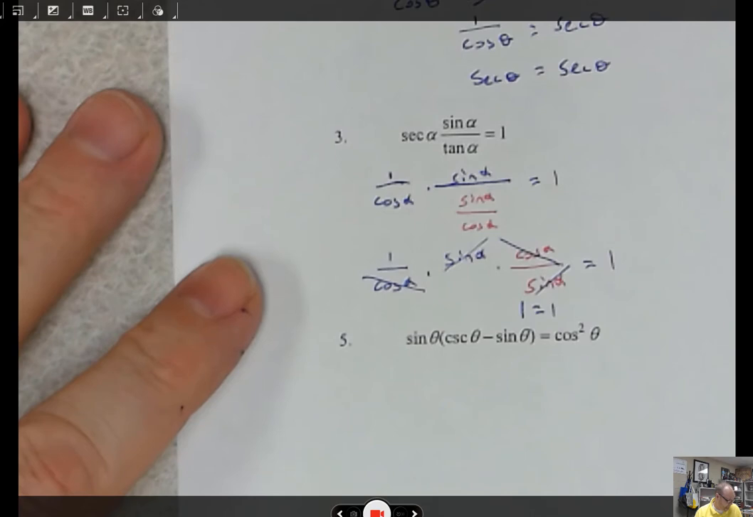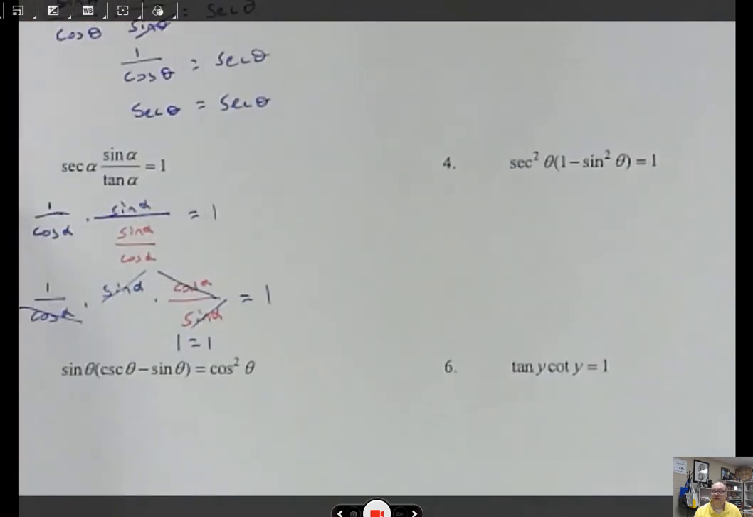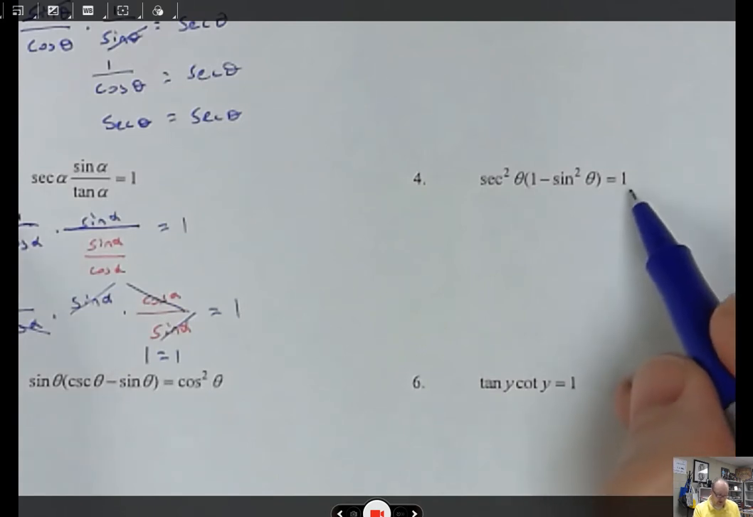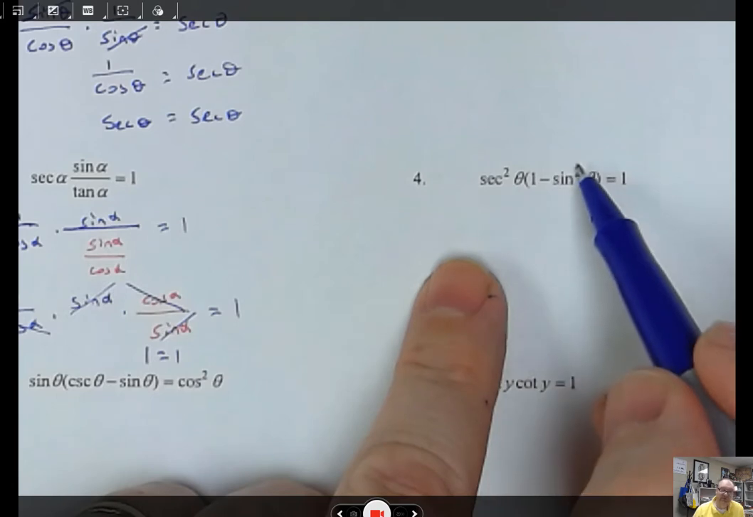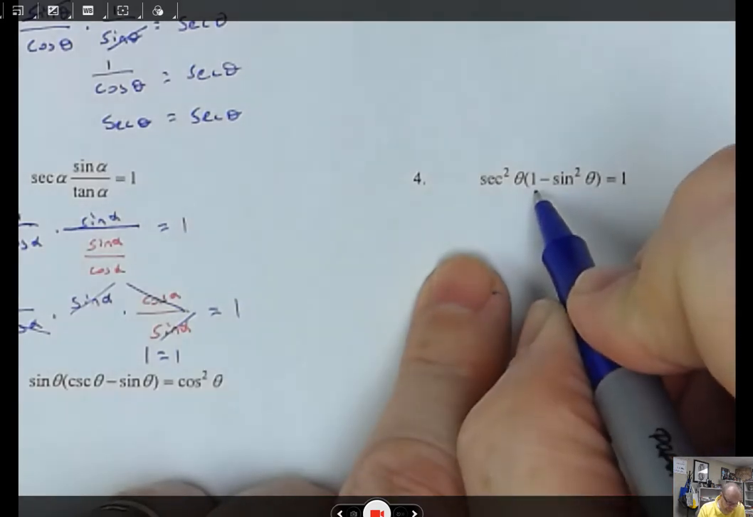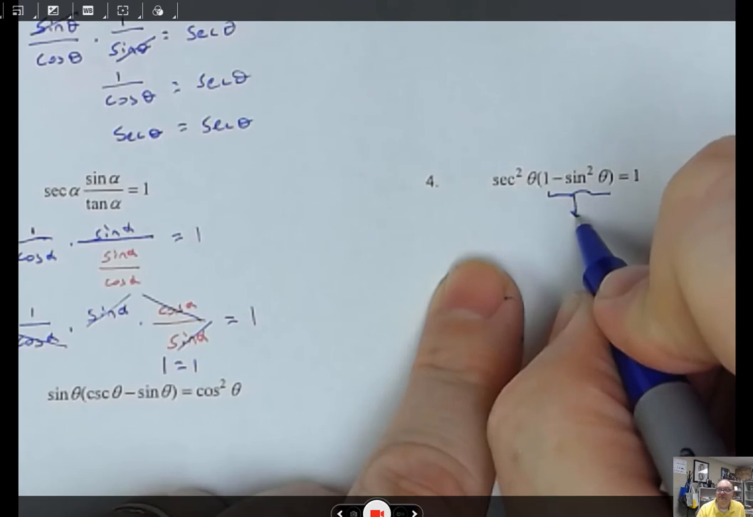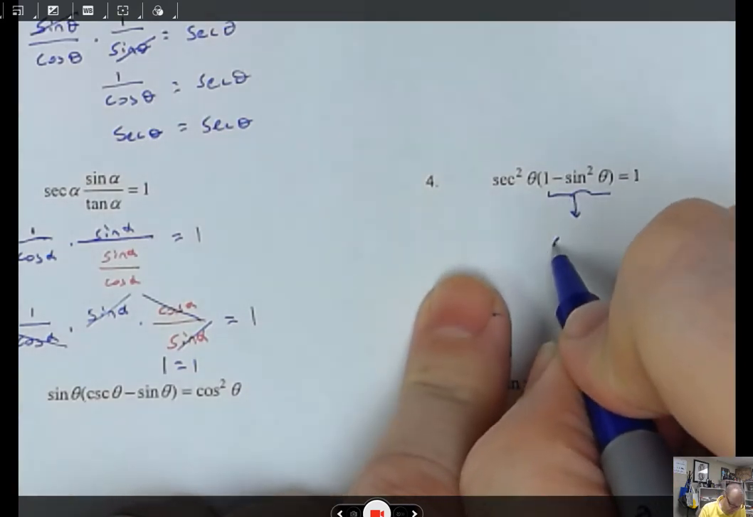I want to show you a couple of other ones. Number 4. Number 4, again, I'm wanting things equal to 1. And honestly, we're tempted to distribute when we see stuff like that, which is not a bad approach. I tell you what, though, this parentheses, I'm recognizing that as an alternate form of a Pythagorean identity. Namely, 1 minus sine squared is cosine squared.